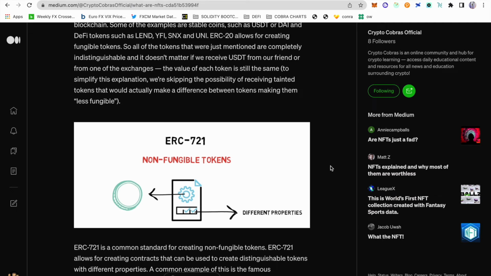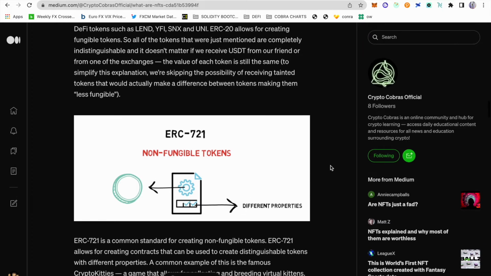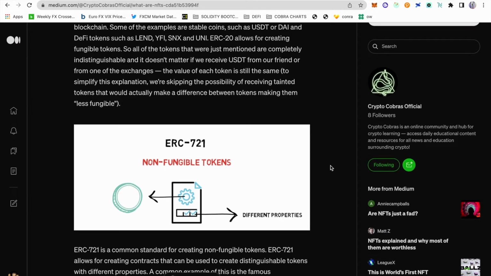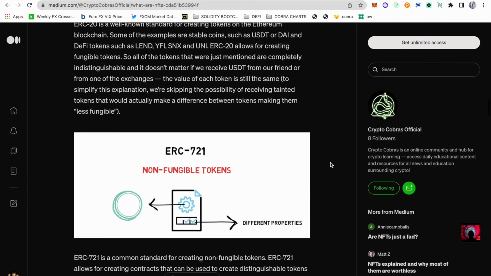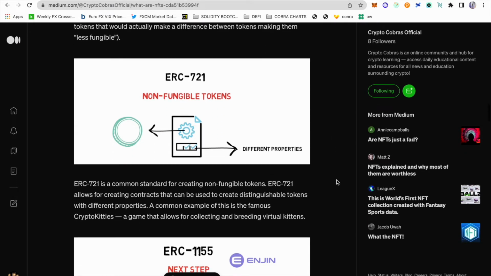To simplify this explanation, we're skipping the possibility of receiving tainted tokens that would actually make a difference between tokens, making them less fungible. The point is, with the Alice and Bob sort of theory, if I hold 10 UNI tokens and you hold 10 UNI tokens, there shouldn't be a distinction between the two because you can use either of the two. But now we're going to explain why ERC20 is different from ERC721, which is non-fungible.